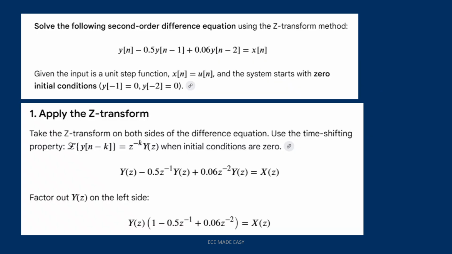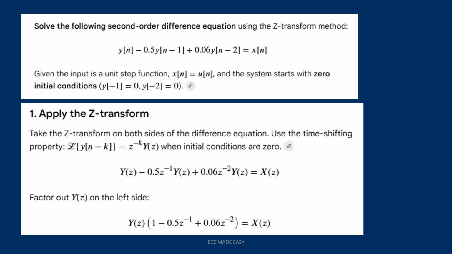So we will solve some examples in this video. Let us go through the first example. Now what is the question? Solve the following second order difference equation using the Z transform method, given by y of n minus 0.5 y of n minus 1 plus 0.06 y of n minus 2 equal to x of n. The given input signal is the unit step function, x of n equal to u of n, and the system starts with zero initial conditions, meaning y of minus 1 and y of minus 2, that is the previous outputs, are 0.